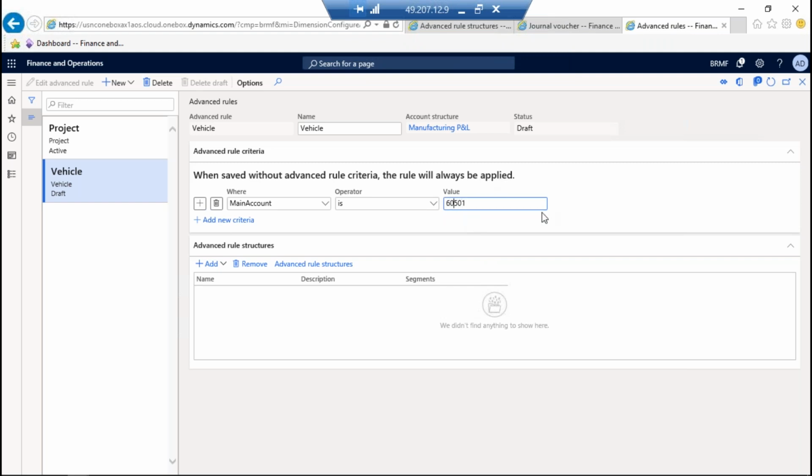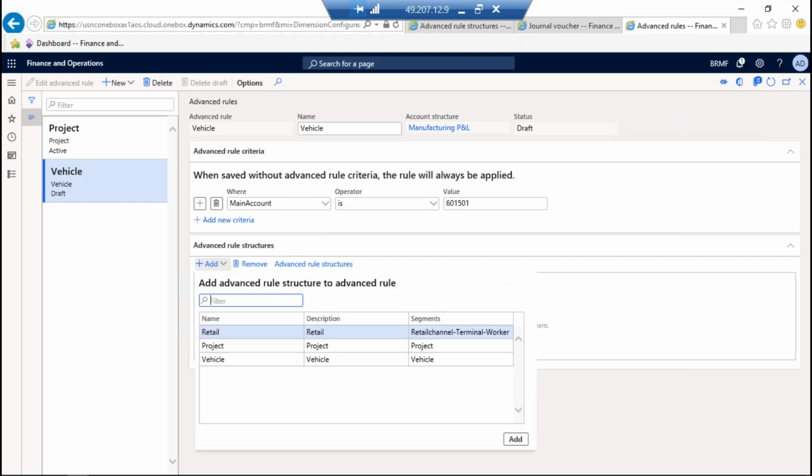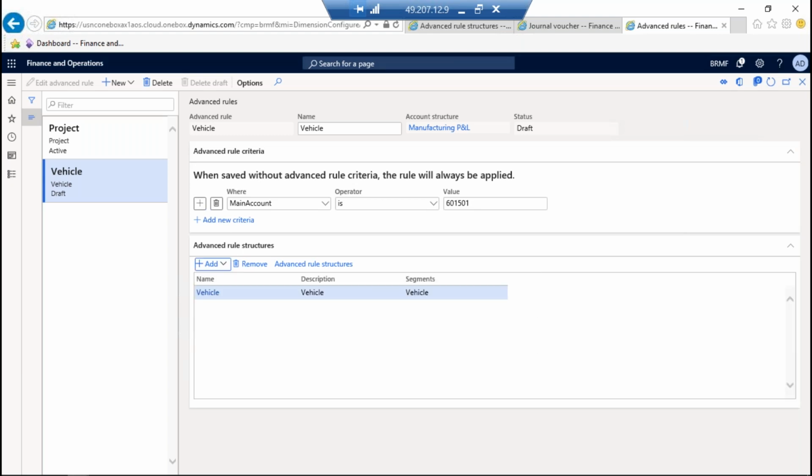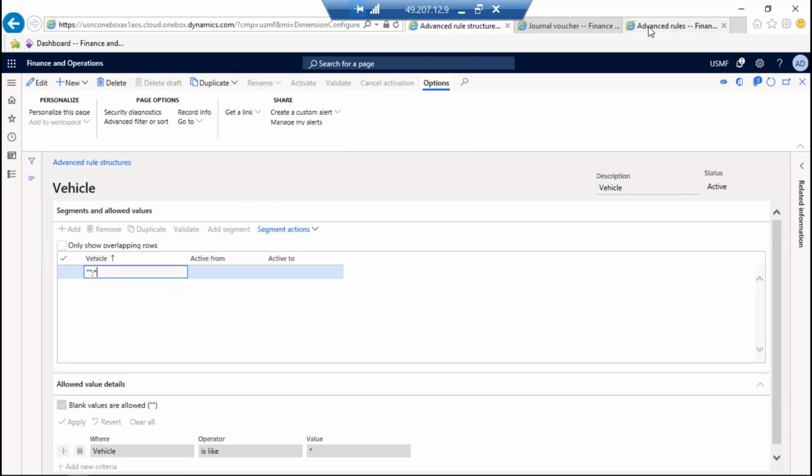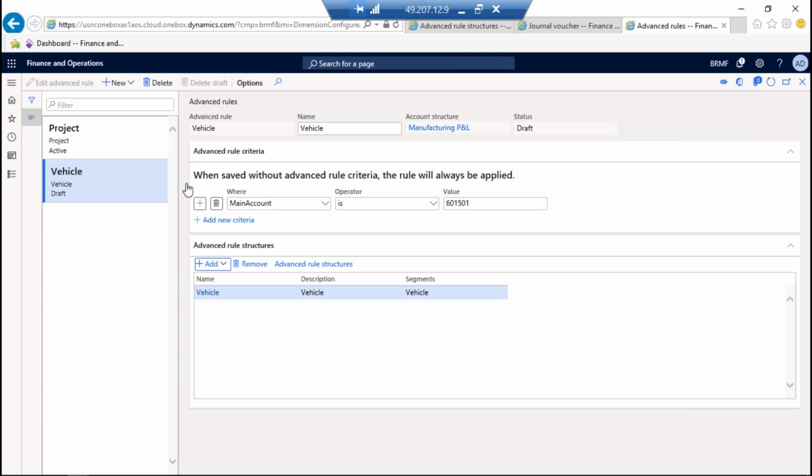Suppose if you want to map a range, you can select is between, includes. Out it will show you from and to. Otherwise, you can select is only one. If it is one, it is one. And add. Now you are adding this vehicle expenditure vehicles. So the advanced rule structure was created here. And I'm adding this advanced rule, and now close.